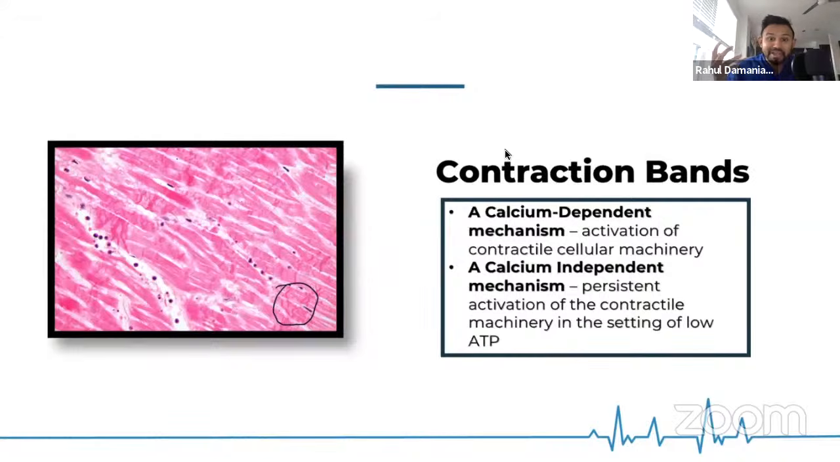Why is there low ATP? Because you cut off the blood supply in your myocardial infarction.